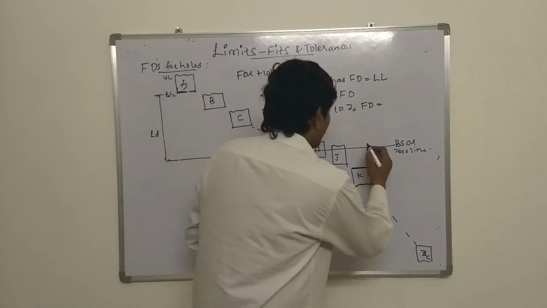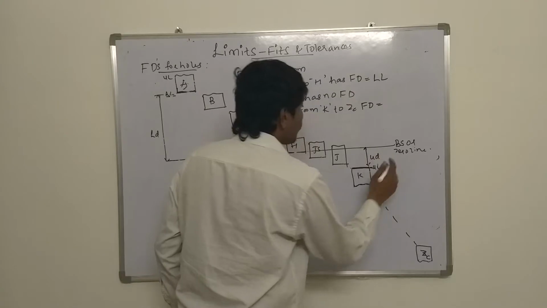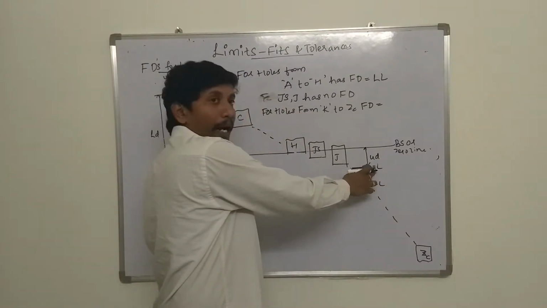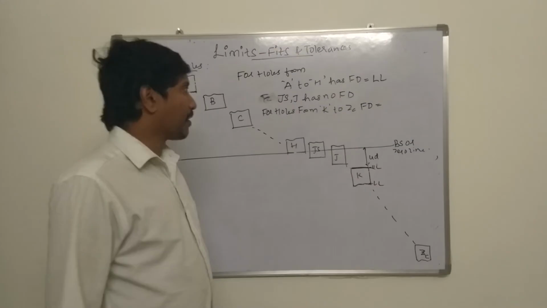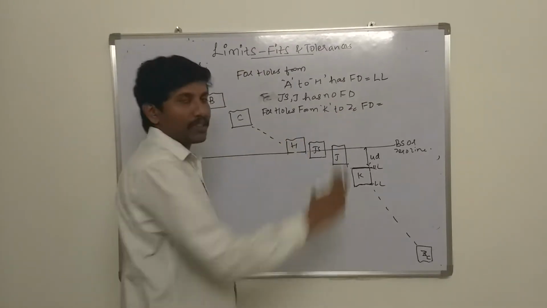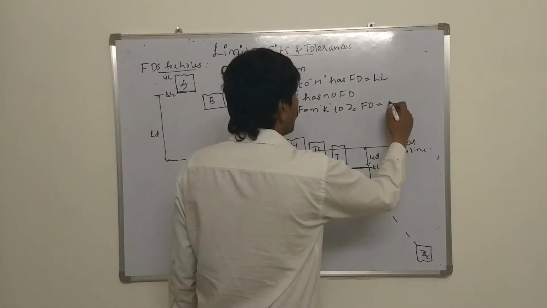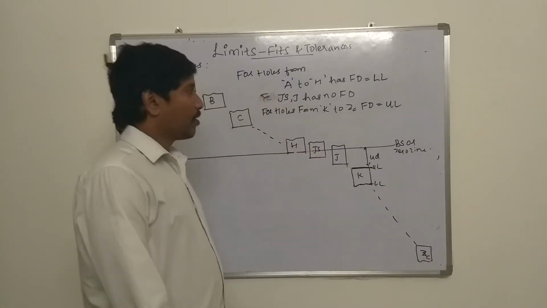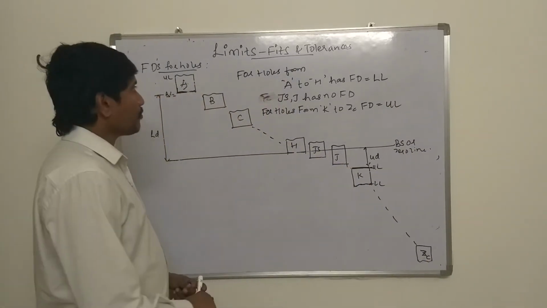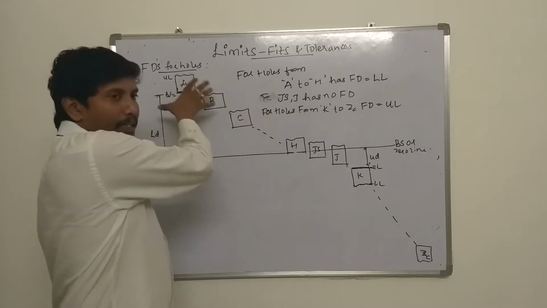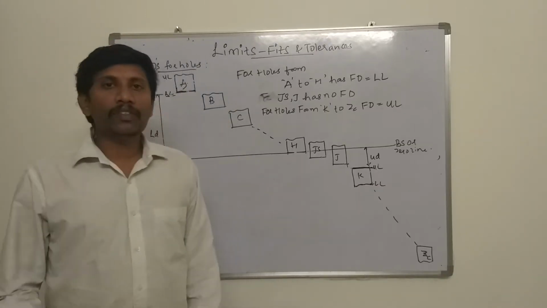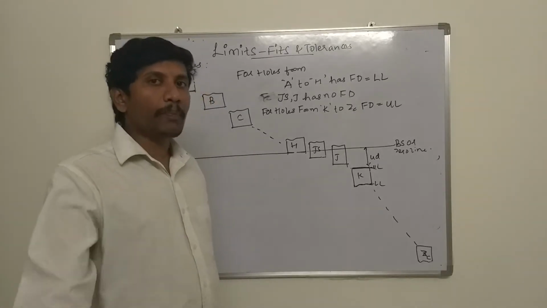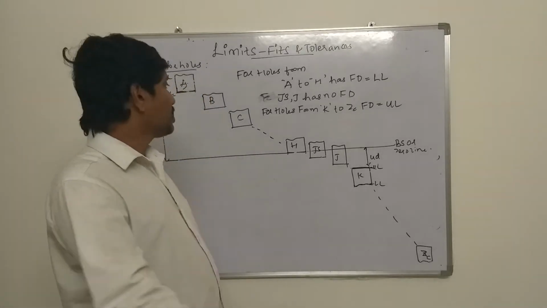So this is the upper deviation, or I want to say that upper limit is nearer to the basic size or zero line. So for holes from K to ZC, fundamental deviation is equal to upper limit. So this is the representation of fundamental deviation for holes. Similarly, we will see how we represent the fundamental deviation for shafts.